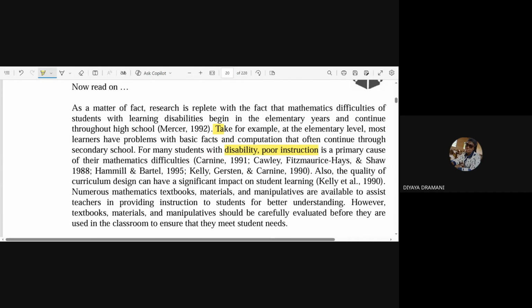Numerous mathematics textbooks, materials, and manipulatives are available to assist teachers in providing instruction to students for better understanding. However, textbooks, materials, and manipulatives should be carefully evaluated before they are used in the classroom to ensure they meet student needs. Thank you. Okay, thank you very much.